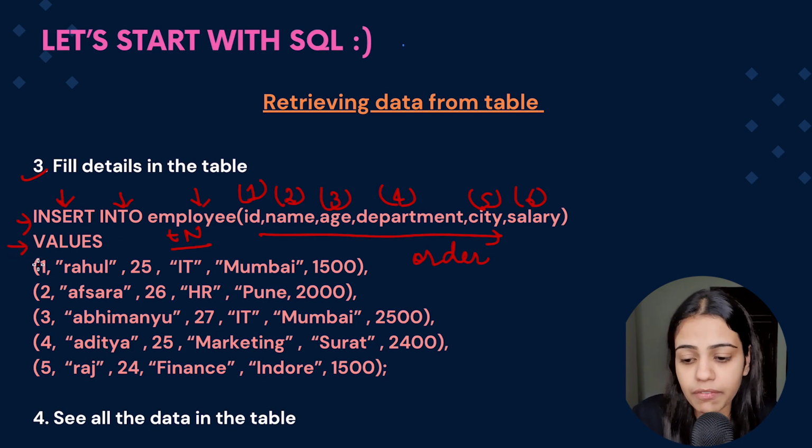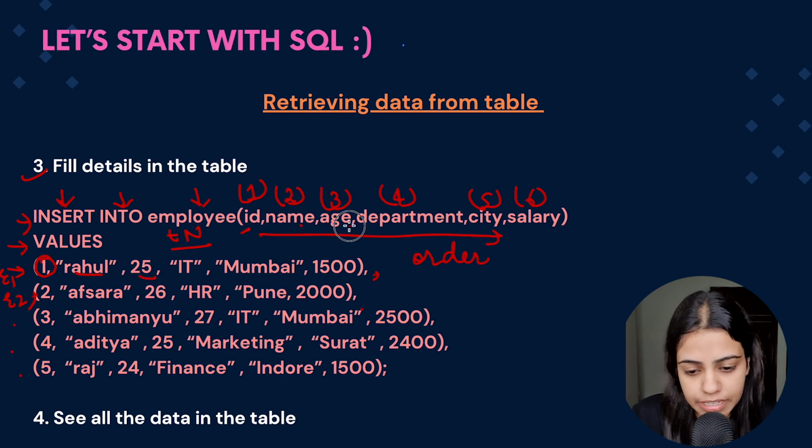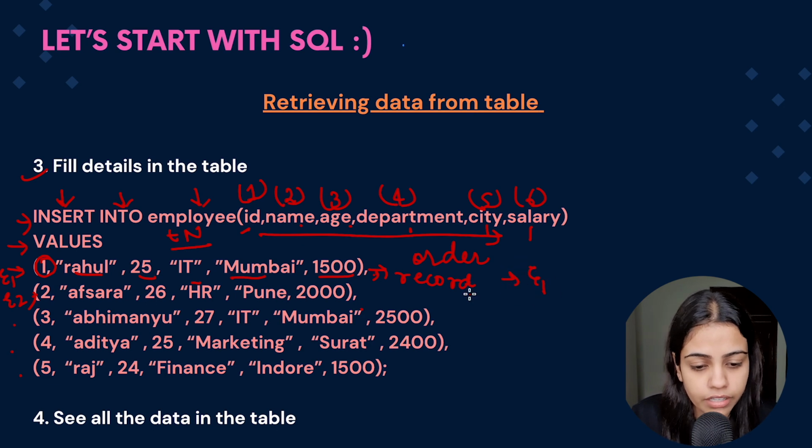Whenever we give the values, we can provide multiple values followed by a comma. Like if I want to enter details of multiple employees, I can enter the details of employee 1, then give a comma, and then enter details of employee 2, employee 3, employee 4, employee 5. Now in the values, the 1 is stored in the ID, as this is the manner in which we are inserting the data. Rahul is stored in name, 25 is stored in age, IT is stored in department, Mumbai is stored in city, and 1500 is stored in salary for the very first record, or the employee 1 record. Now in employee 2, the same thing happens, employee 3, employee 4, employee 5.